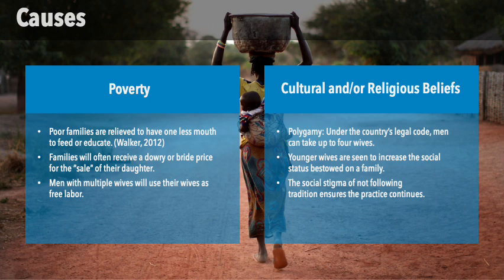And then there's also the social stigma of not following tradition that ensures the practice continues. Whether it's religious, cultural, community oriented, there are reasons that folks believe that they have to live a certain way and do a certain thing. And child marriage in these areas is one of those things, unfortunately.